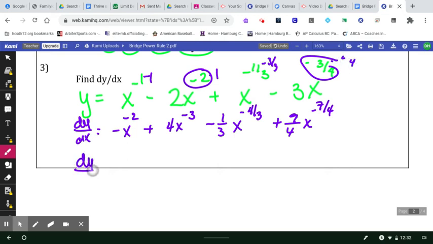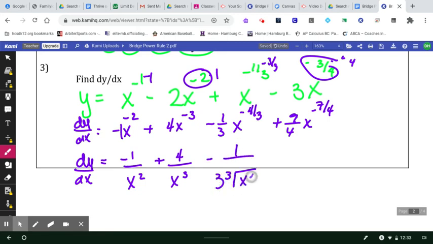And my last step for my dy dx, or my derivative, is just to rewrite. So this is a negative 1, remember there's a 1 there, negative 1 over x squared. This is a plus 4 over x cubed. This is a minus 1 over 3 cubed root of x to the 4th. And this is a plus 9 over 4, the 4th root of x to the 7th.